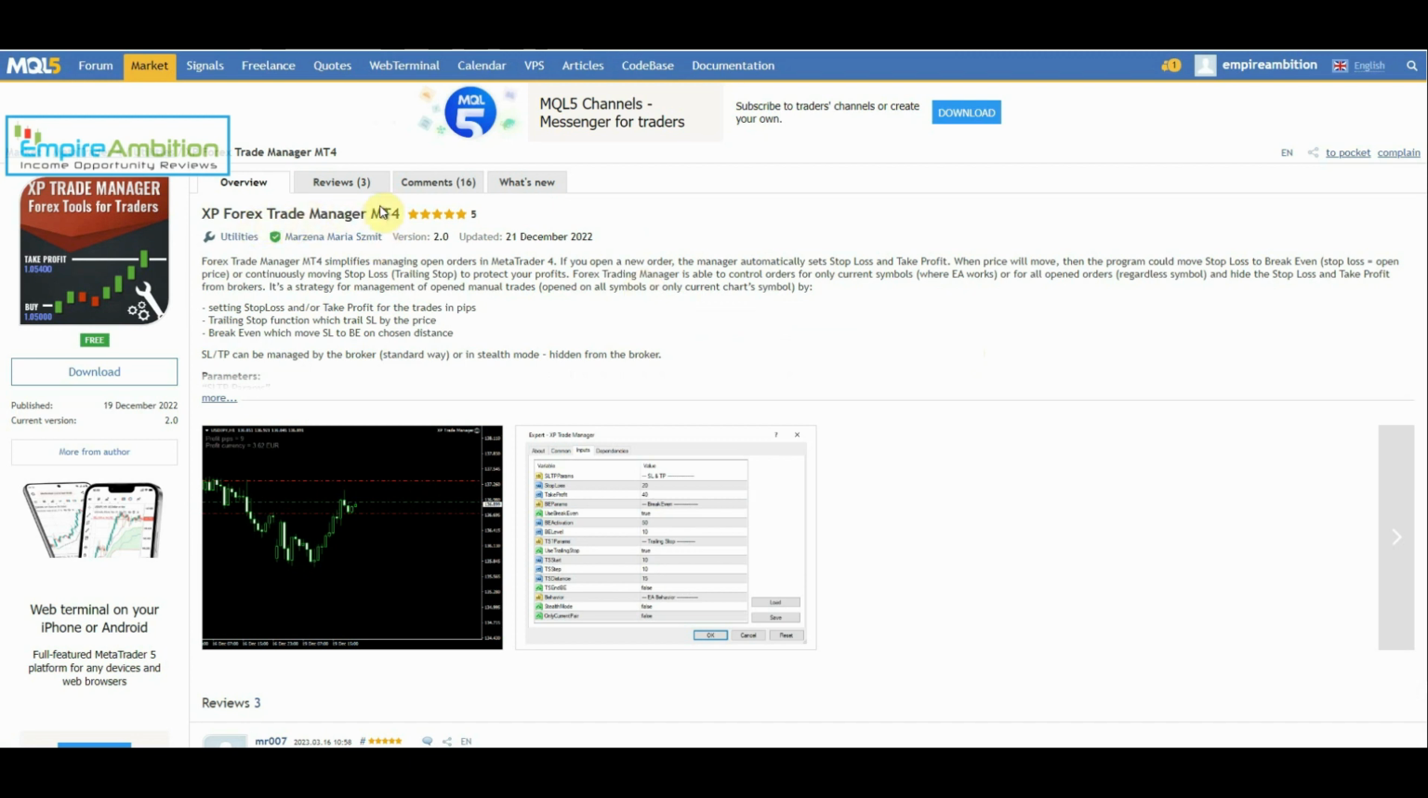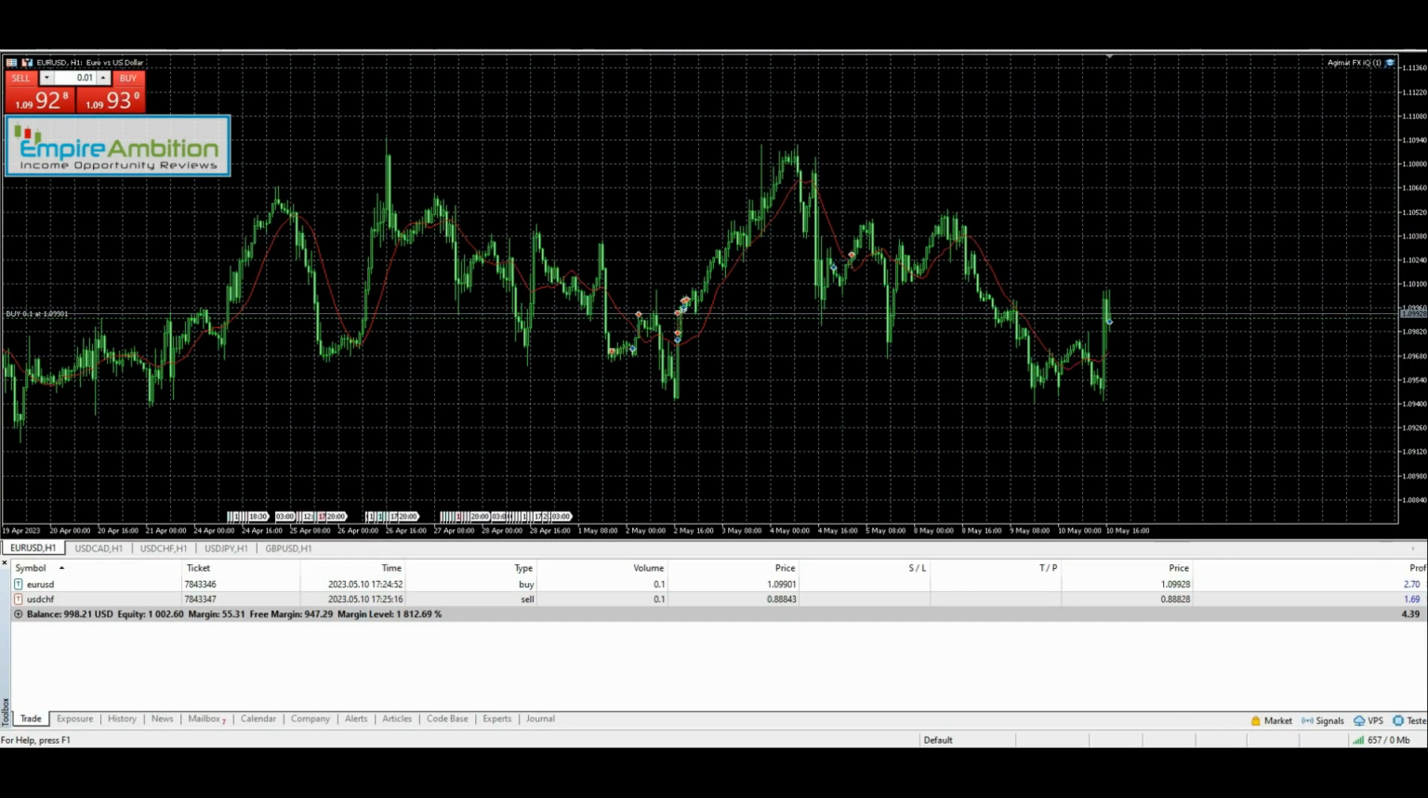XP Forex Trade Manager for MT4. So that's something you guys can look into. I'm not sure if they have this for MT5 as well. I'll look into that, but I just wanted to put that on everybody's radar. All right, I'll be back once we get a strong push in one direction or the other.